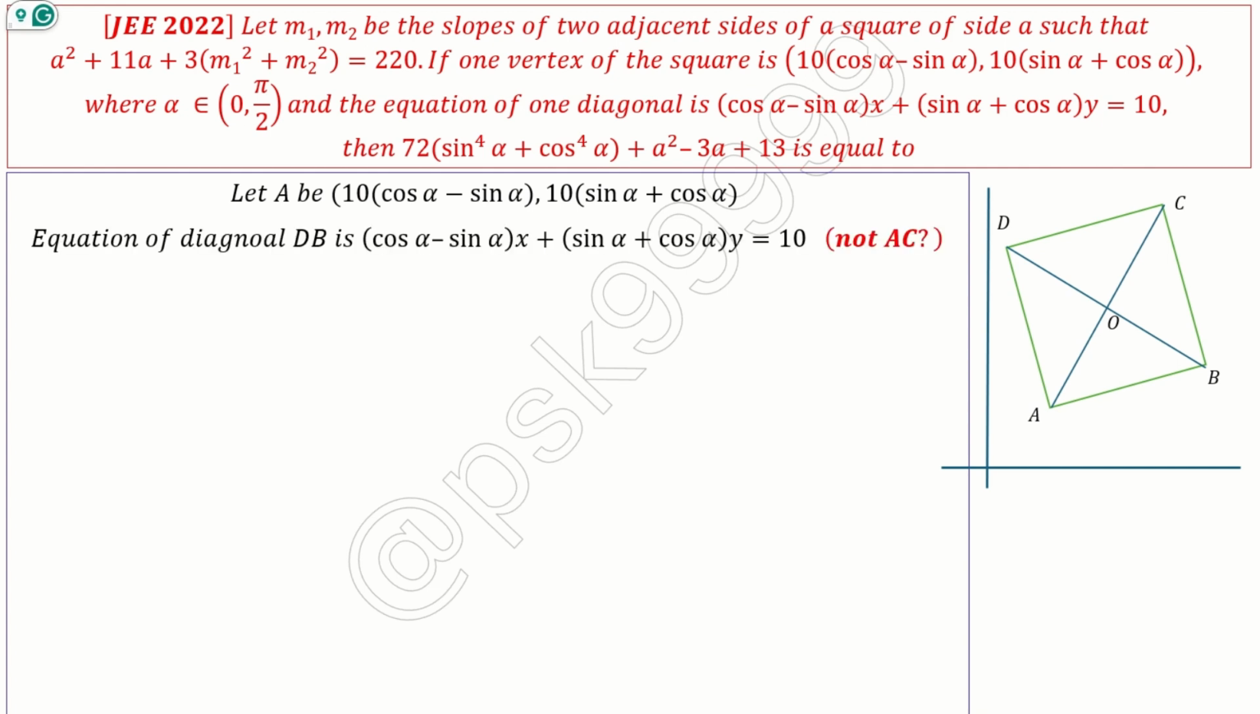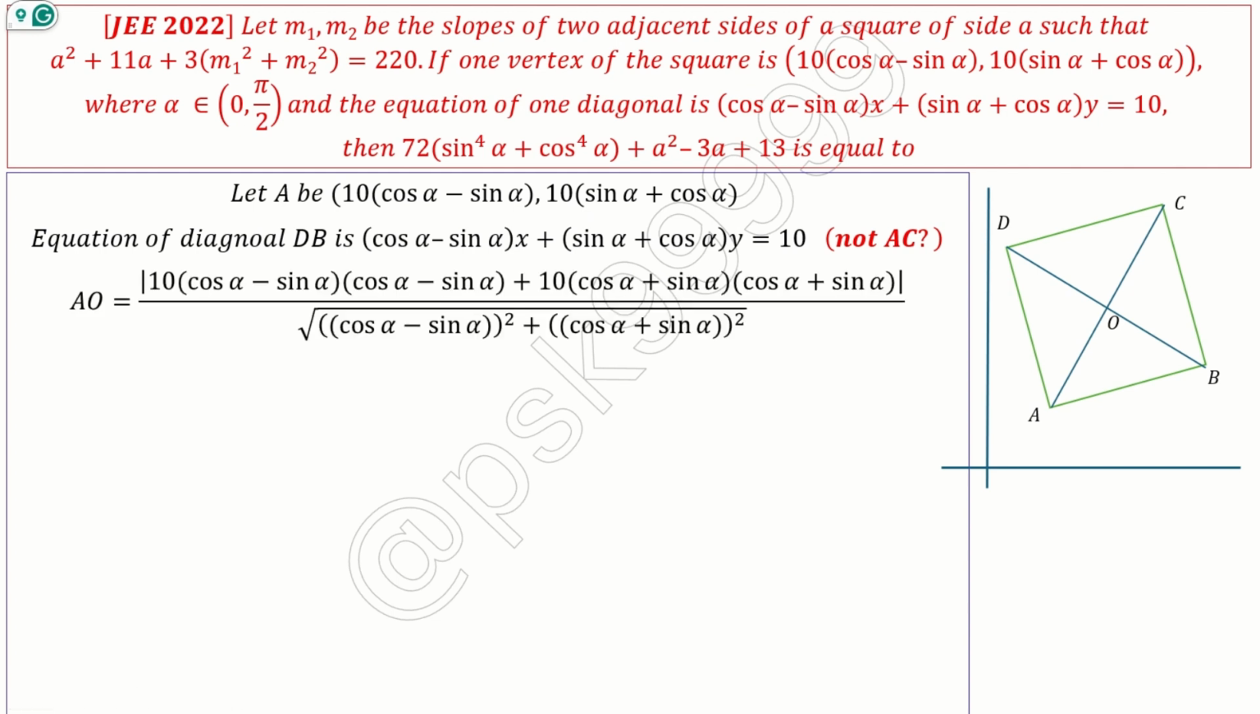Okay, so the equation of diagonal DB is the given equation, I am assuming it is diagonal DB. Why not AC? Okay, if I assume it is AC, then you substitute this point. I am assuming this is A, right? Okay, this point if you substitute, you will not get it, the equation is not satisfied. Okay, so which means it is DB. Okay, whatever point you are taking, the diagonal equation cannot go through that. Okay, so this is the most important point here.